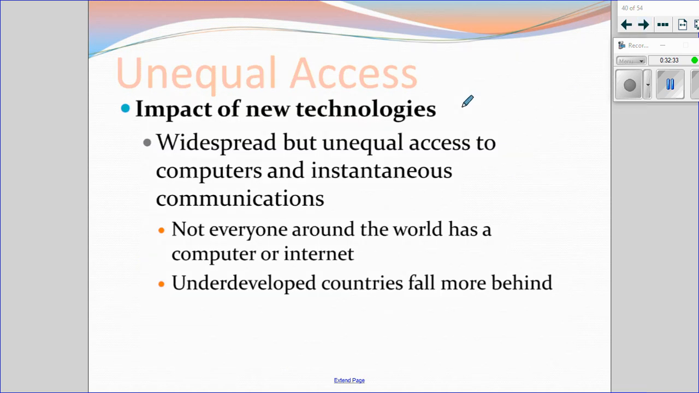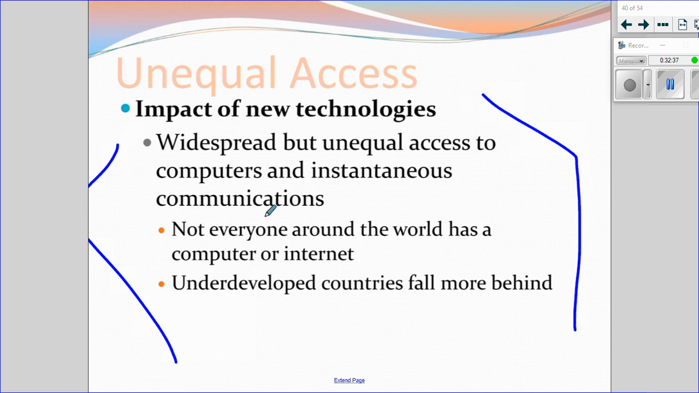New technology has changed our world significantly. You can't really overstate that, right? Widespread but unequal access to computers and instantaneous communications has really pushed that. Remember that term globalization that I told you guys about? Well, instantaneous communication and computer technology has really furthered globalization, and we really live in a very small global community these days, though it's not equitable.